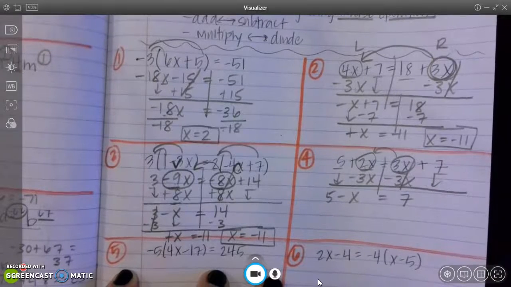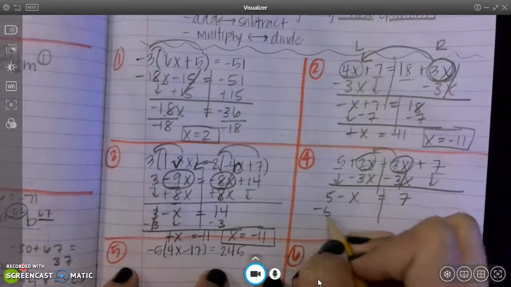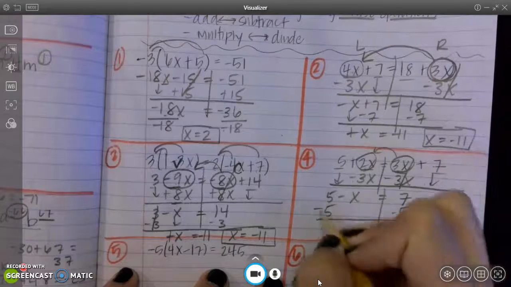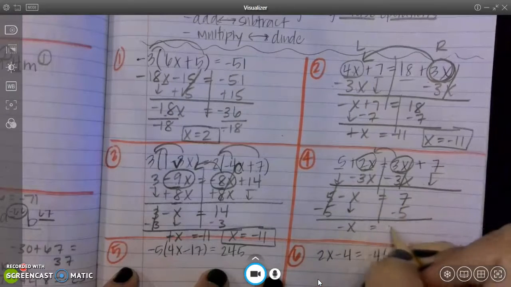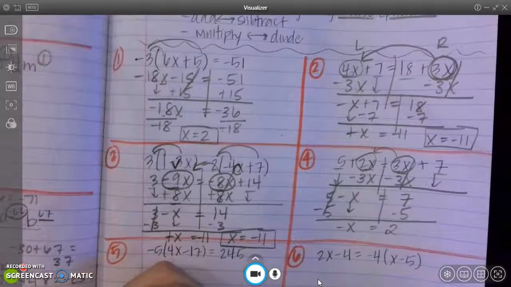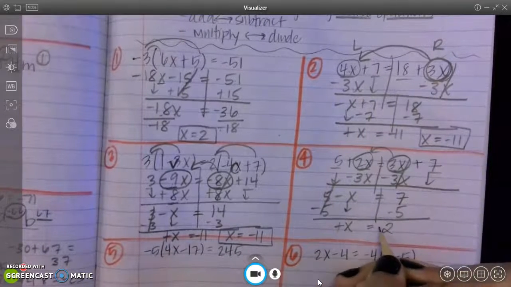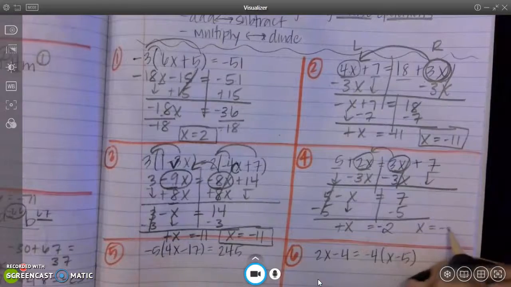Now I'm going to isolate my variable by using inverse operations. This is a positive 5. The inverse of a positive 5 is a negative 5. We're subtracting 5. Bring down the negative x. 7 minus 5 is 2. How do I get rid of the negative in front of the x? I can make it a positive, but it means I need to change the sign on the 2 as well. My final answer is x is negative 2.